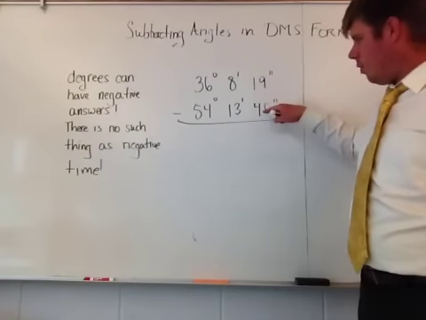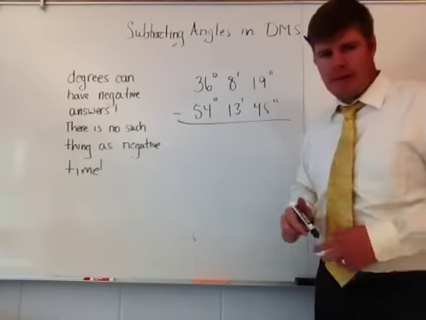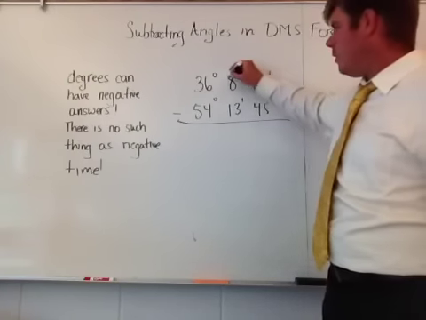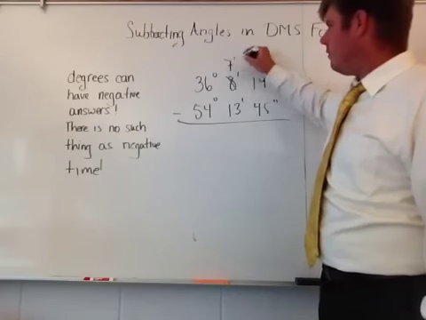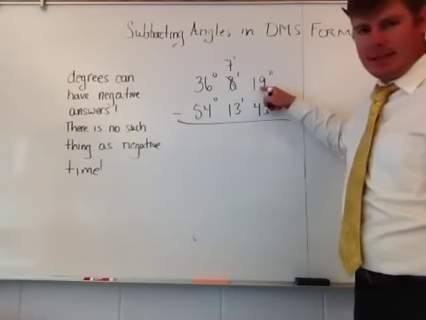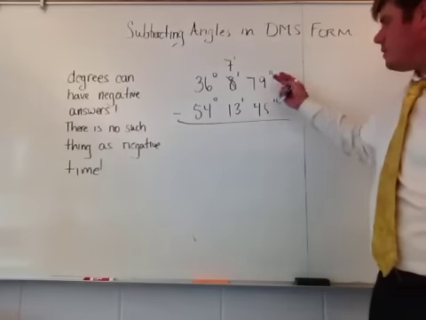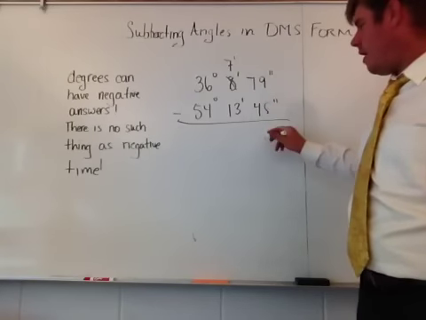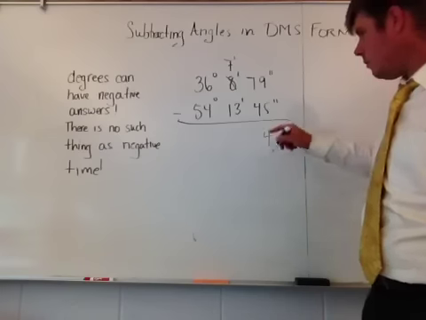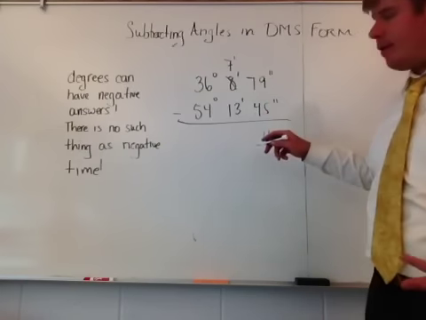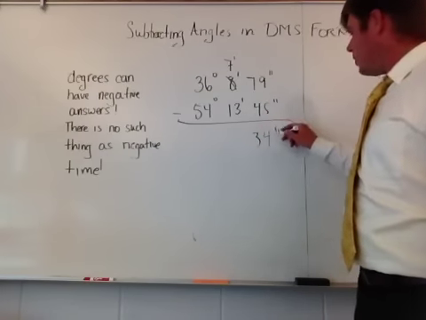Let's start off with this. Notice 19 is smaller than 45, so I'm going to have to borrow from the 8. When I borrow from the 8, the 8 becomes 7 minutes, and I add 60 to this, and this becomes 79 seconds. So now I can do 79 minus 45. 9 minus 5 is 4. 7 minus 4 is 3. So I get 34 seconds.